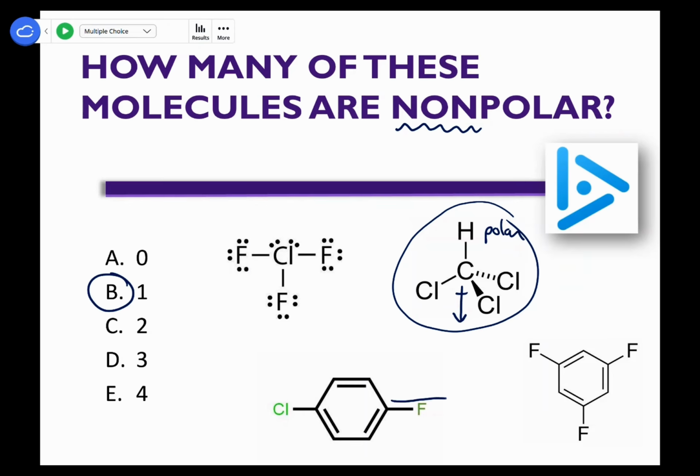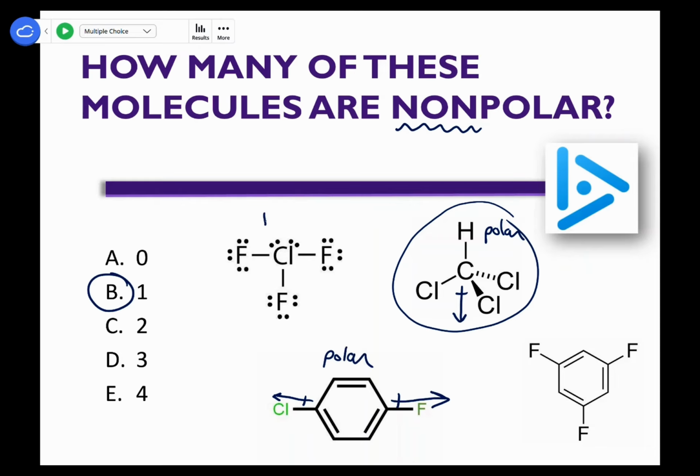Fluorine is very electronegative. Chlorine is pretty electronegative, but we have an unequal pull on this molecule. Fluorine is more electronegative, so the magnitude, the size of that vector pull this way is bigger than the pull this way, so we have a net dipole. So this is also polar.